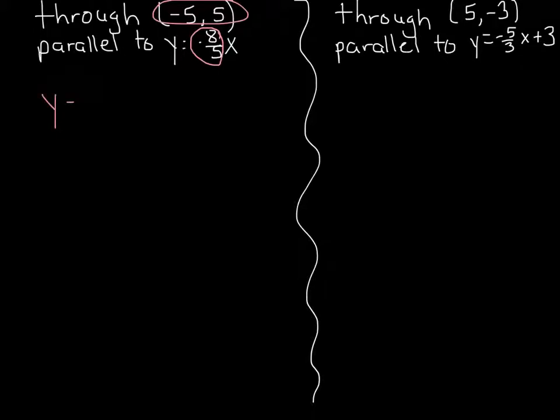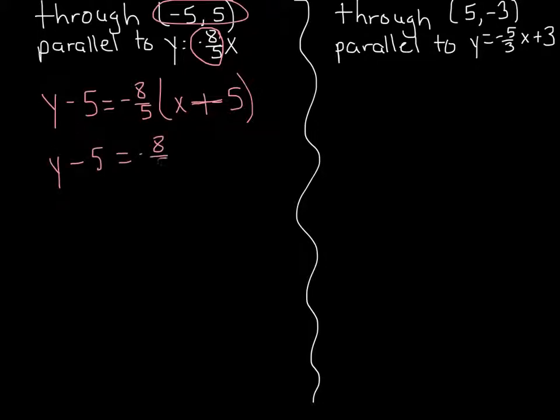y minus y1, which would be 5, equals m, negative 8 over 5, times x minus x1, which would be negative 5. You can change that to plus. So y minus 5, negative 8/5 times x is negative 8/5 x. Negative 8/5 times 5, the 5's cancel, minus 8. And we can add 5 to each side. So y equals negative 8 over 5x minus 3.